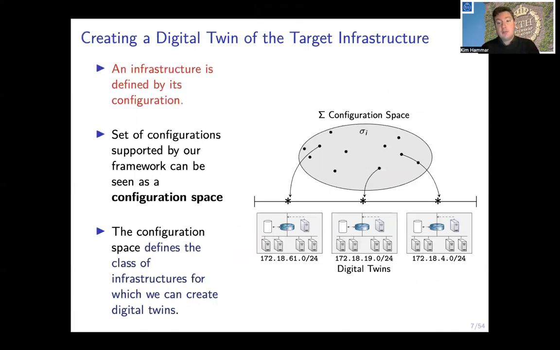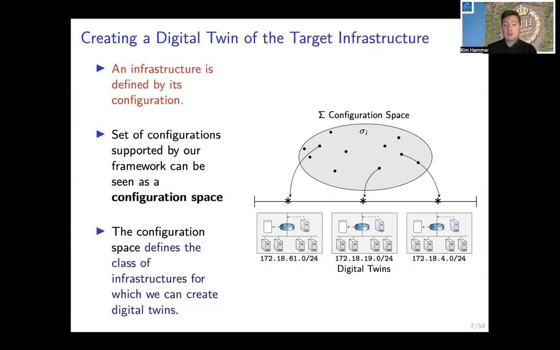So the input to our framework in creating the digital twin is a configuration file that defines the infrastructure. So this includes everything from the components of the infrastructure, the topology of the network, the services, the vulnerabilities, the user accounts, etc. And we can think about the set of all of these configurations that the framework supports as defining a configuration space, so that any digital twin that we create corresponds to a particular point in that space.